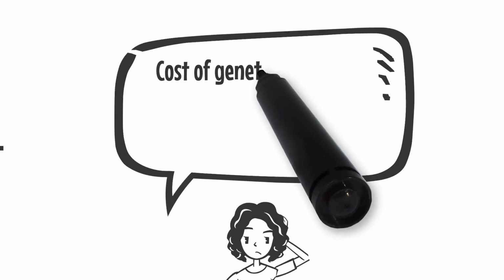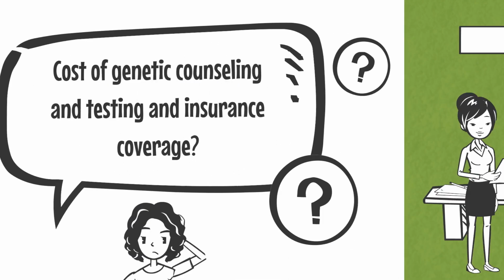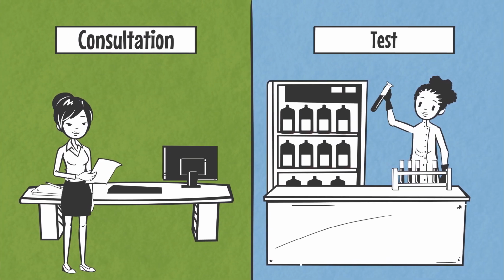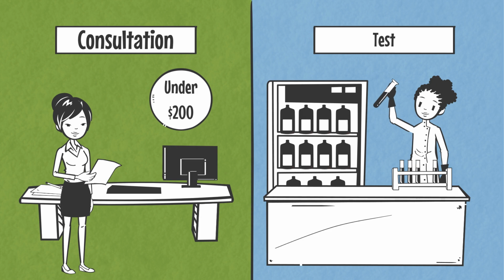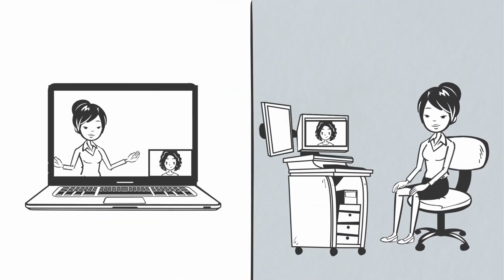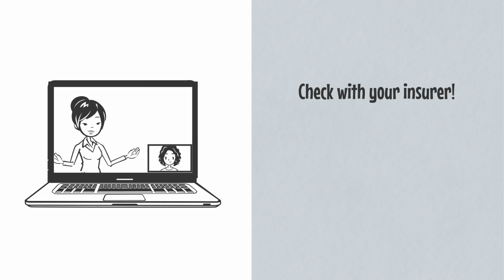Many people ask about the cost of genetic counseling and testing and insurance coverage. The consultation and test are billed separately. The consultation typically costs under $200. Many, but not all, insurers cover the consultation. Currently, genetic counseling is not covered by Medicare. You should check with your insurer to see if our genetic counselors are covered under your plan. For patients who pay out of pocket, we offer cash discounts.